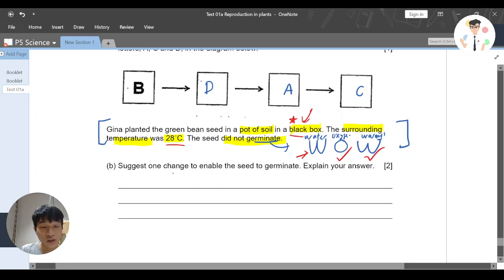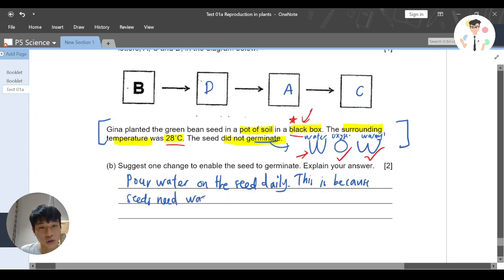So to suggest one change, you can say we must water the seeds daily, or you can just say pour water on the seed daily. Then you say why, explain your answer. This is because seeds need water to germinate. That's all for this question.